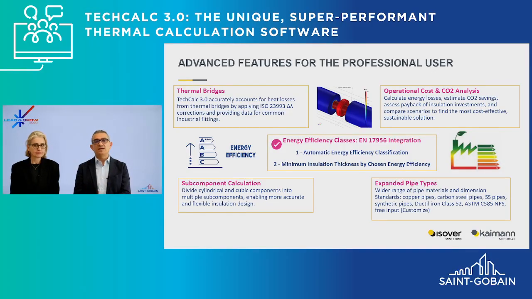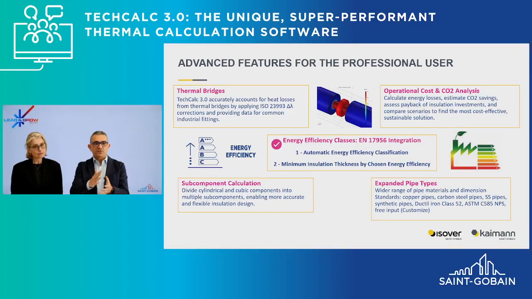Of course, the full integration of the energy efficiency classes standard, the EN 17956, with two ways: automatic classification of the energy efficiency class of your proposal, or, if you want to know what insulation thickness you need for your target in energy efficiency. We have included a new feature as a subcomponent calculation.